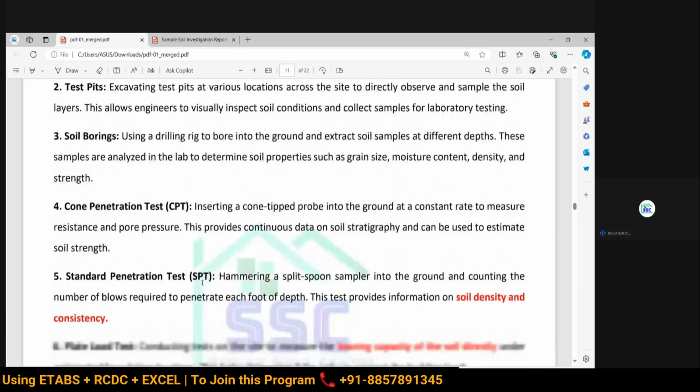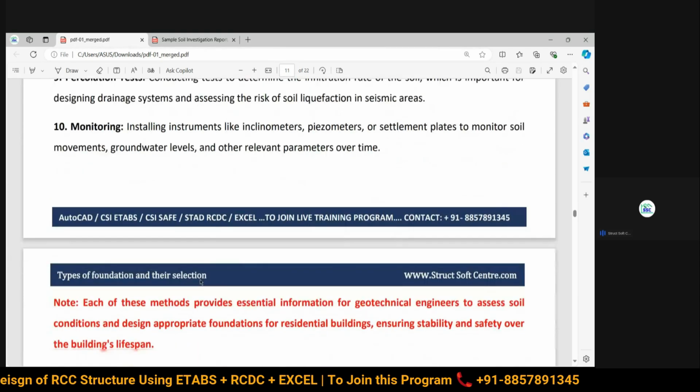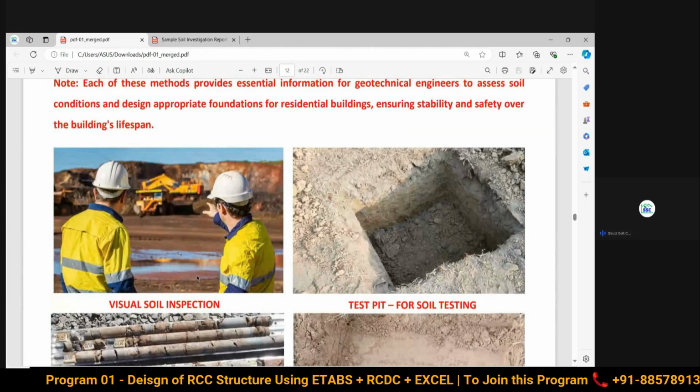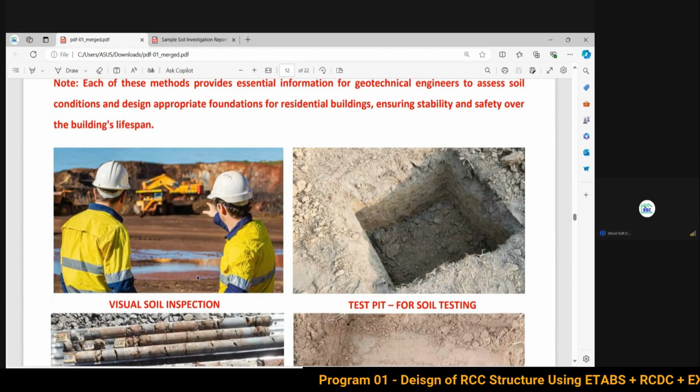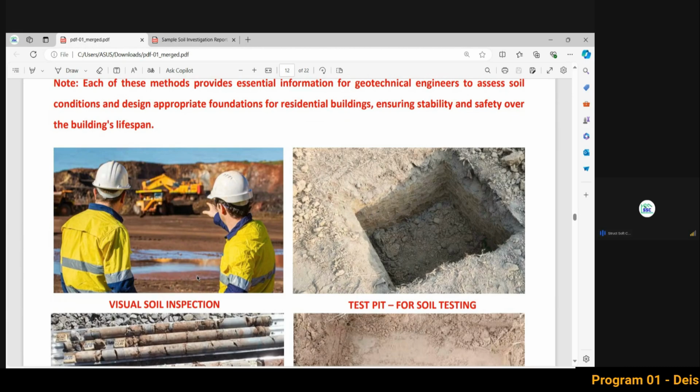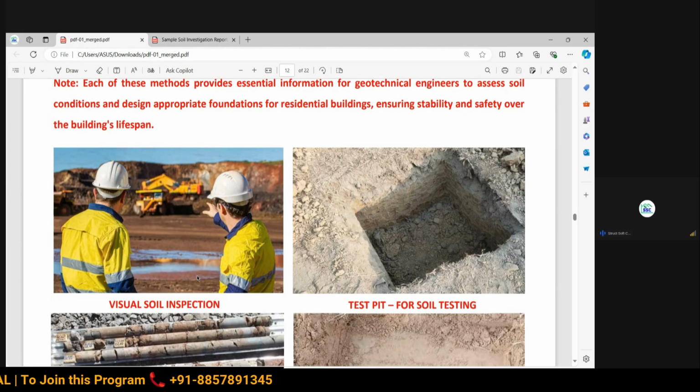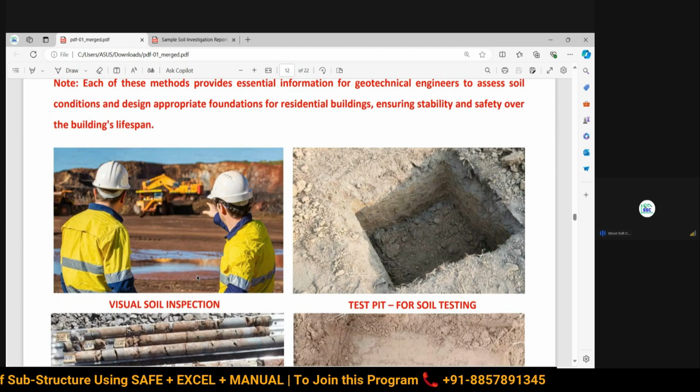It's quite obvious. If you are assigned to any project, what you will do is a visual inspection: whether water is present at the ground level or not, what the condition of the soil is at the ground level, and thereafter what vegetation and greenery is around your proposed land. This physical observation is noted by the geotechnical engineer.